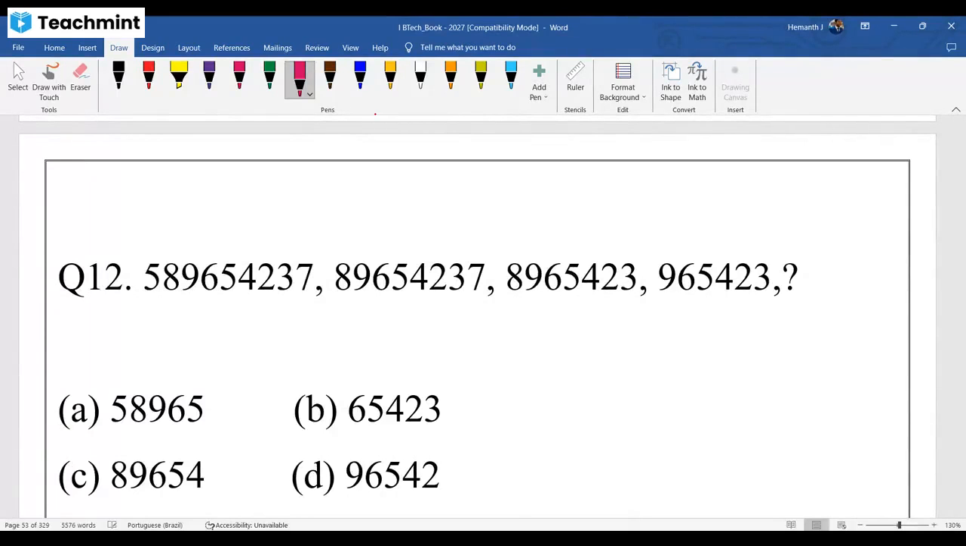Because some people, even though they understand the question, may end with a wrong answer. Here, what's the logic? First the leftmost letter is removed. Then some people say this is fast decreasing, sir. No, this is a very simple logic. Leftmost number removed, then you got this. Then rightmost removed, you got 8965423. Then leftmost removed, 965423. Now what should be removed? Rightmost. Then your answer should be 96542, which is option D.